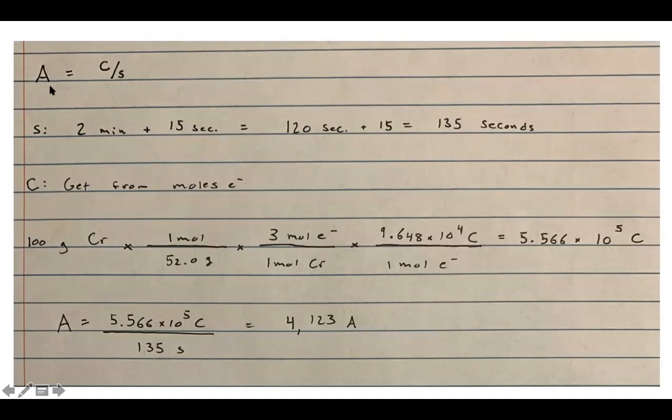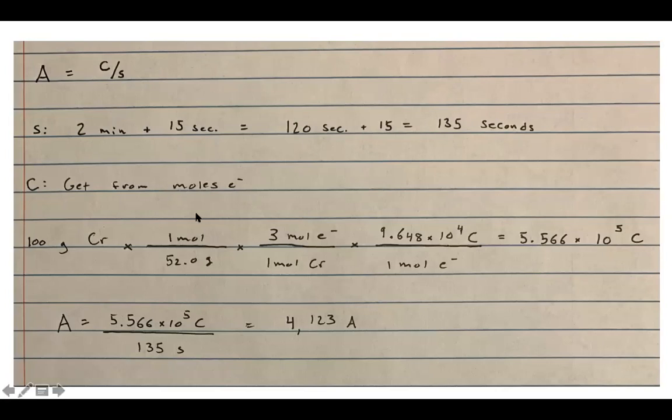Okay, so to solve for amperes, I'm going to first focus on my denominator, which is seconds. For this part of the problem, how many seconds did this occur over? It occurred over 2 minutes and 15 seconds, and I can convert this and find that this reaction occurred over 135 seconds. Okay, so that is my denominator number. Now let me focus on my numerator, coulombs. Coulombs are the amount of electrons transferred.